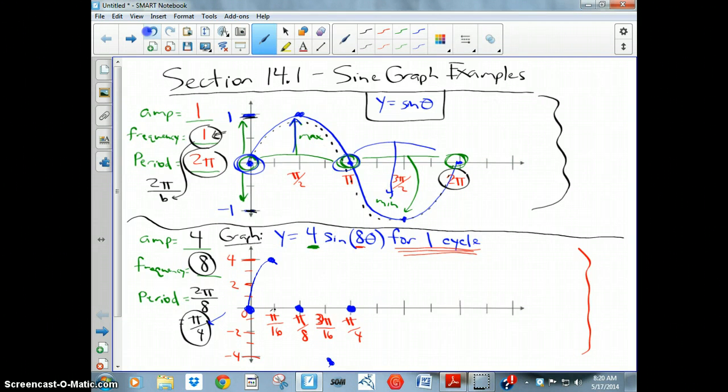And you're done. All you have to do is sketch the graph. That's all I'm looking for. Just like that, and you have graphed 4 sine 8 theta for 1 cycle. If that doesn't make sense, or if you have further questions, make sure you ask me in class.